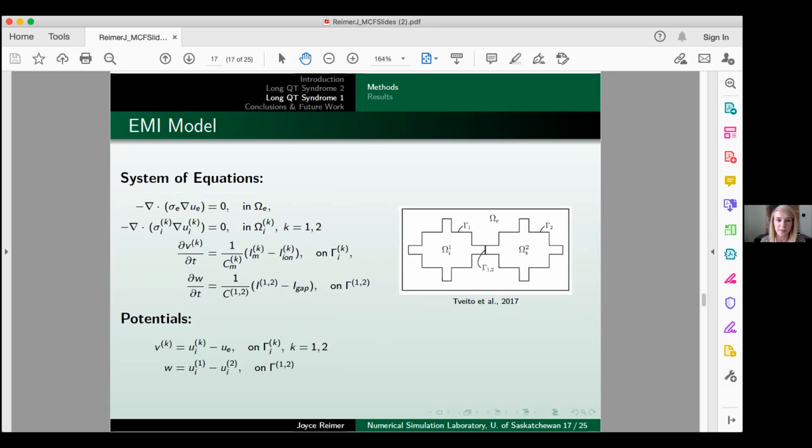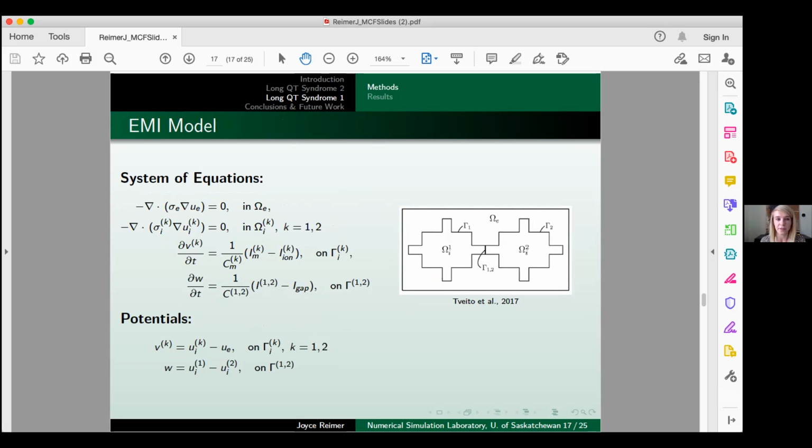So this time we wanted to simulate 2 cells. To do that, we used the EMI model, or the extracellular membrane intracellular model. This model was first developed by Agudelo-Toro and Neef in 2013 to simulate individual neurons, but then later in 2017, it was adapted by Tveito et al. to simulate individual cardiac cells.